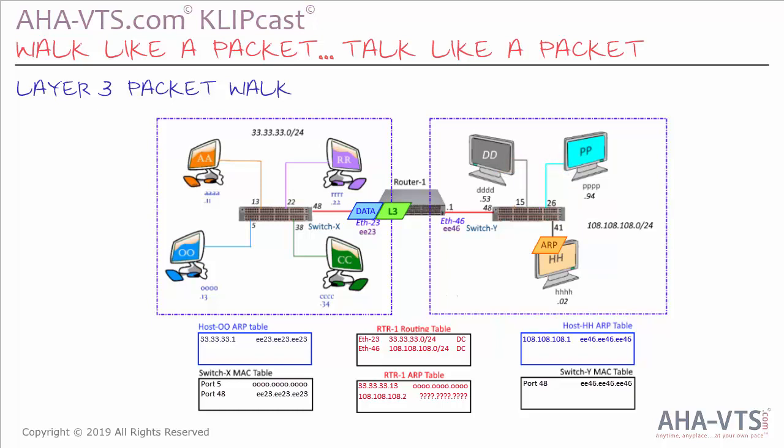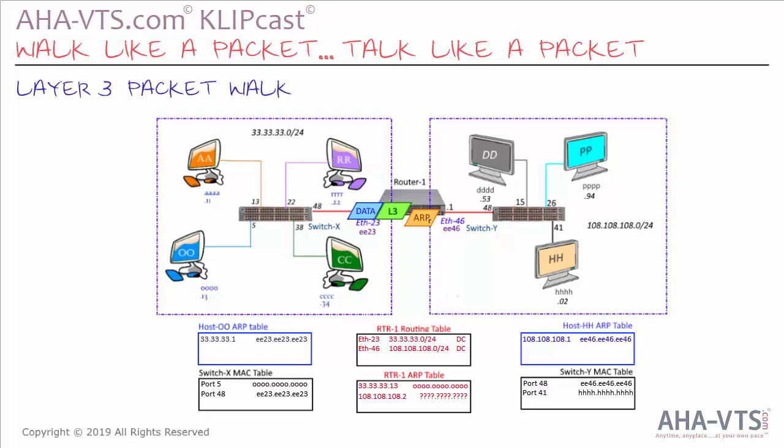Host HH will then send the ARP reply back with its MAC address. This reply will again be unicast to router 1. When the reply reaches switch Y, it will make an entry in its MAC table for host HH and the port on which the reply was received, this time port 41. Since switch Y already has in its MAC table a port and MAC entry for router 1, it forwards the ARP reply to router 1 on port 48.